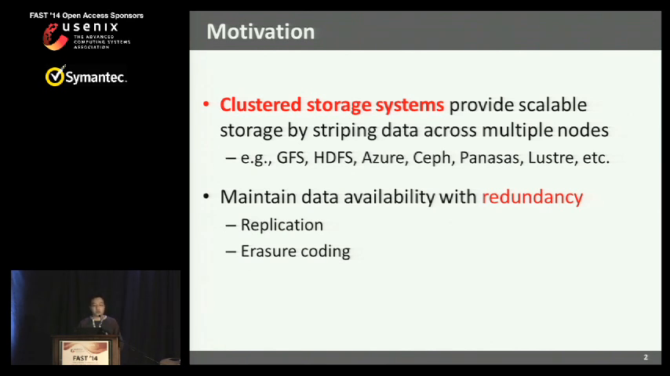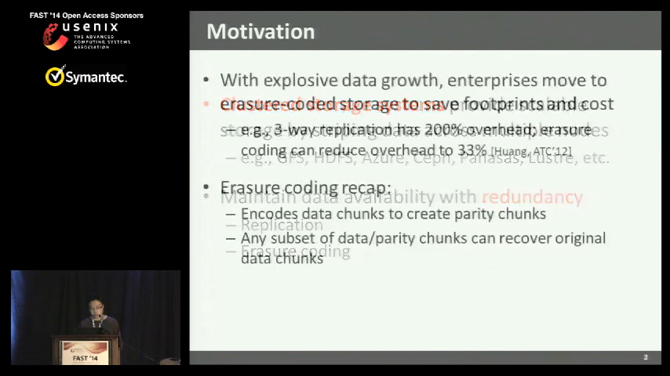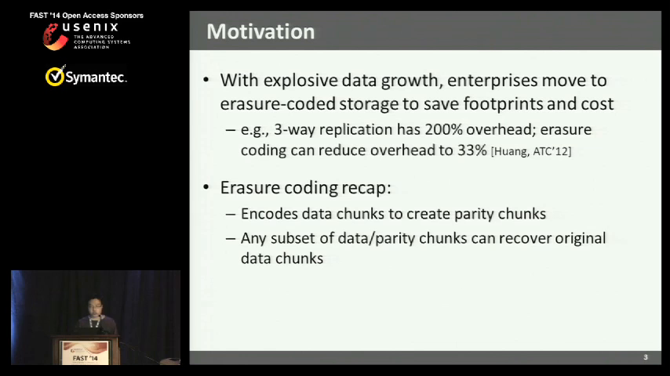One is replication, where you make multiple copies of each piece of data. The other is erasure coding. Traditionally we use replication, but given that we're talking about big data, the amount of data you need to handle is so large that you can't just store all of it. So enterprises are also moving to erasure-coded storage to save footprint and cost.